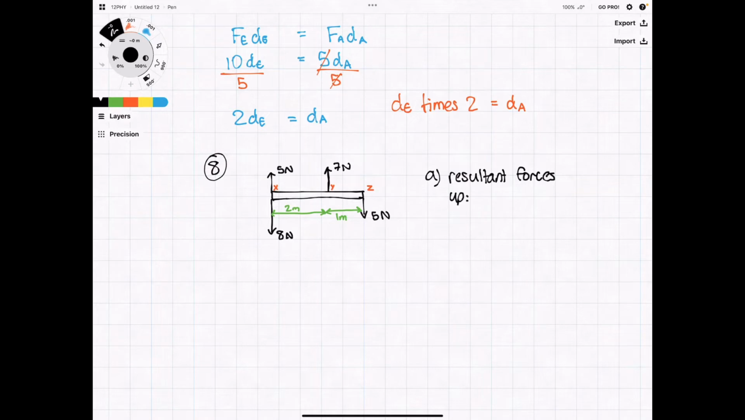Up, how many forces do we have going up? We've got 5 plus 7 equals 12 newtons. And down, we've got 5 plus 8 equals 13 newtons. Okay, which means overall, 1 newton down overall. Okay. Now, because these forces are acting at different distances, it's just something that we have to bear in mind while we try and do this. All right. So, where is that 1 newton down acting?